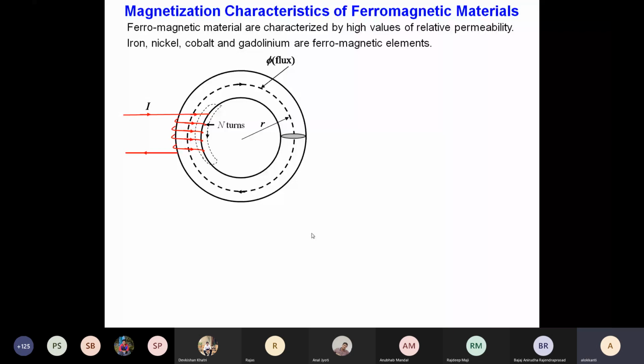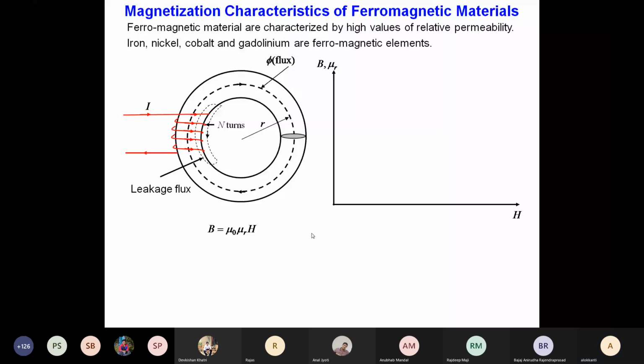Now we know that B is equal to mu naught mu r H, that is B is equal to mu H. This is the formula. So B is the magnetic flux density, Weber per meter square. H is the magnetic field intensity, and that is related by B is equal to mu naught mu r H. Now there is an interesting property. H depends upon what? Anybody can tell? Number of turns. So the current and the distance.